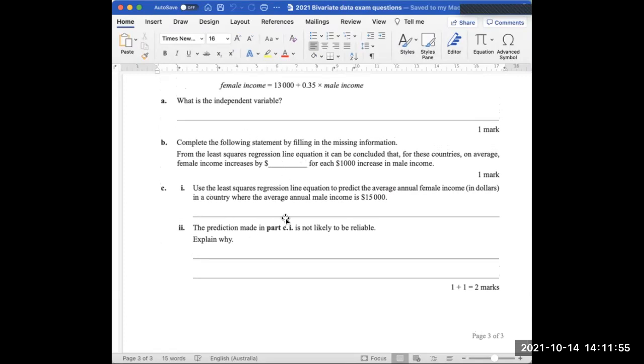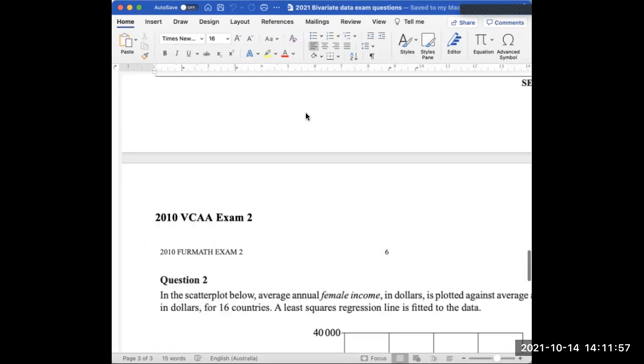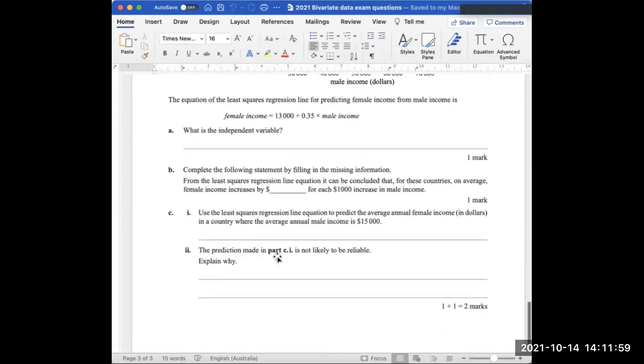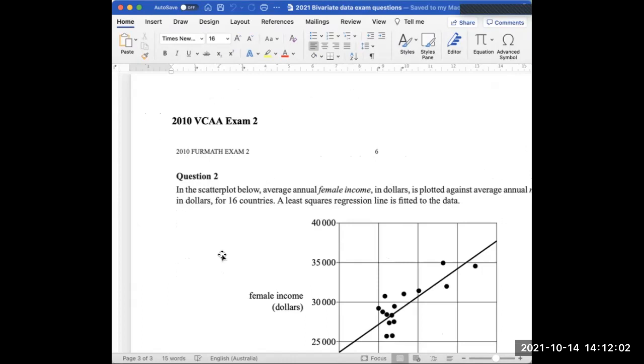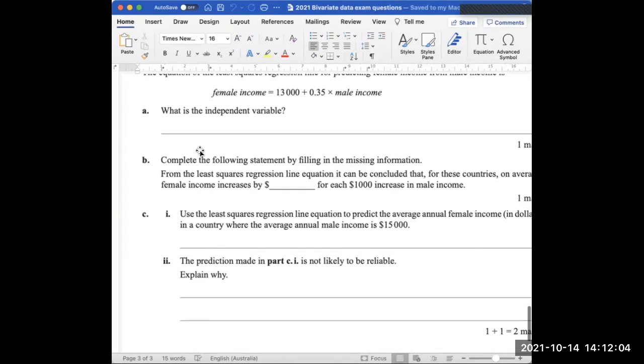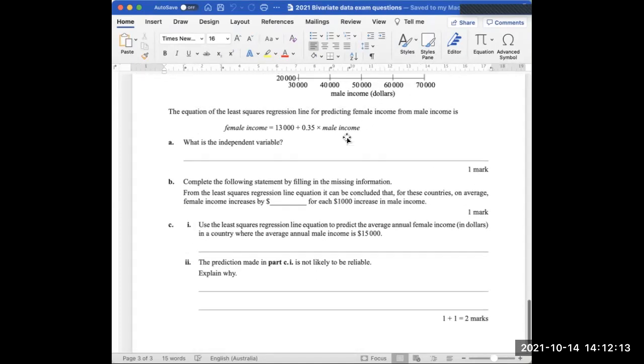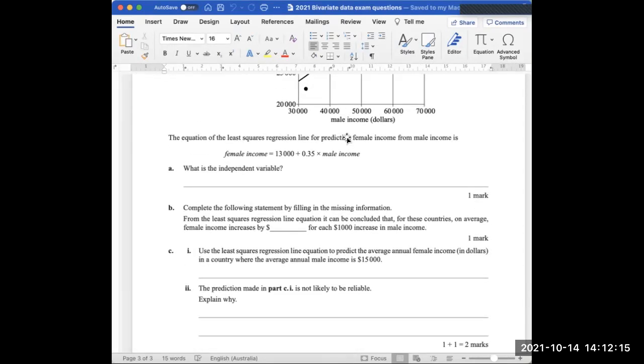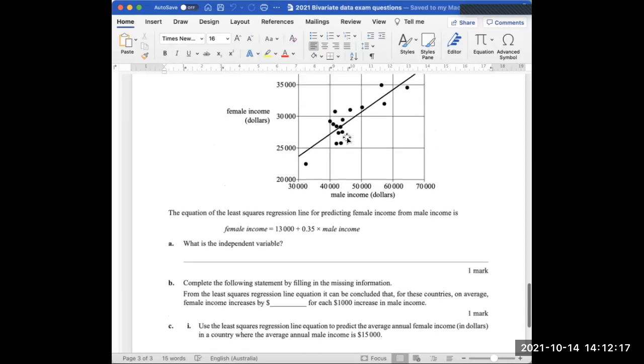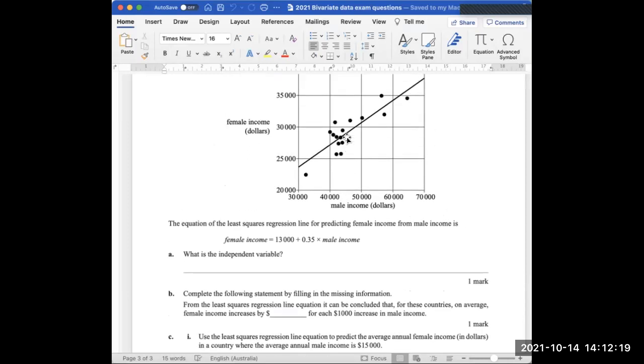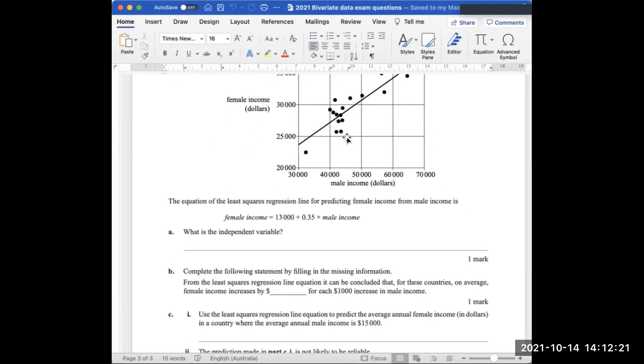This is asking you to interpret the slope and also the intercept as well. So these two questions, B and C, ask you to have a look at their formula. This is all the skills that we've done. It's just that they've dressed it up differently. They're talking about a different story, but the underlying ideas, the mathematics behind it, is still the same.